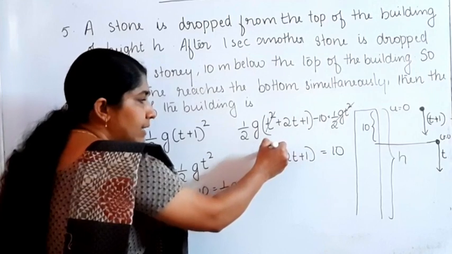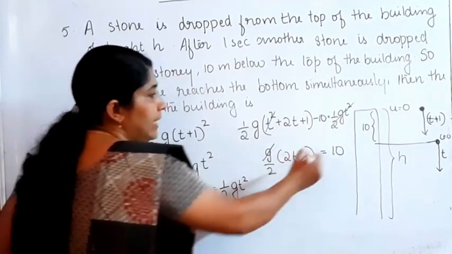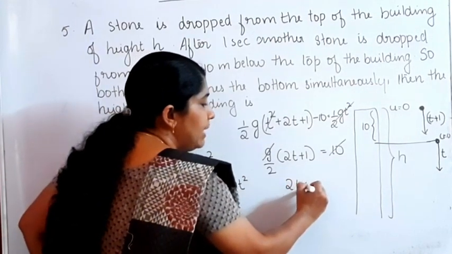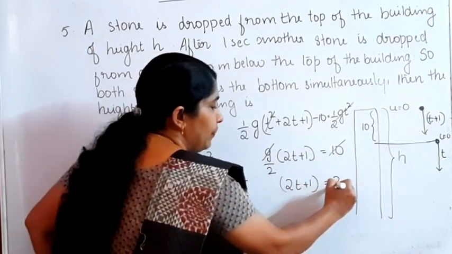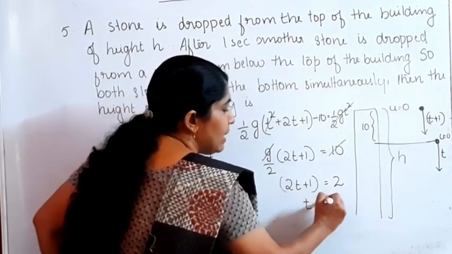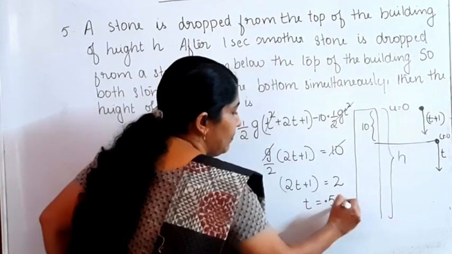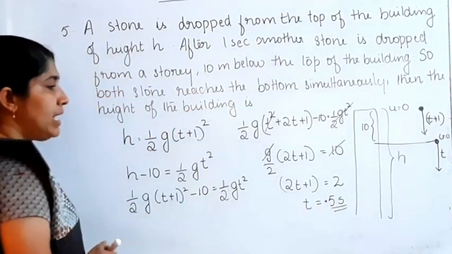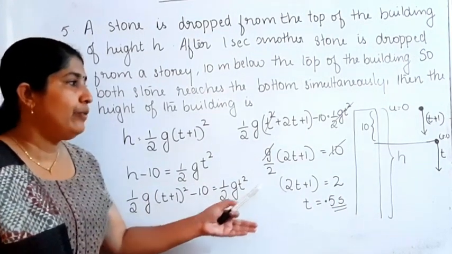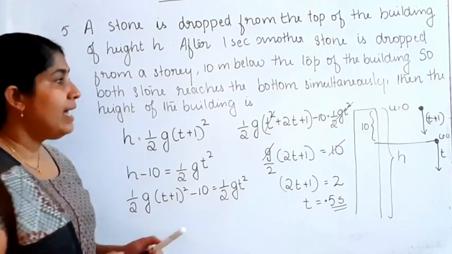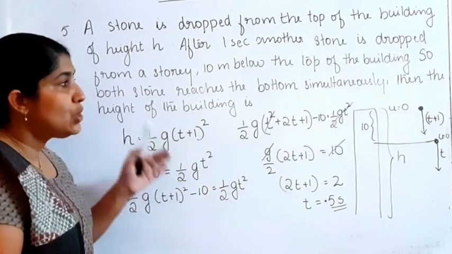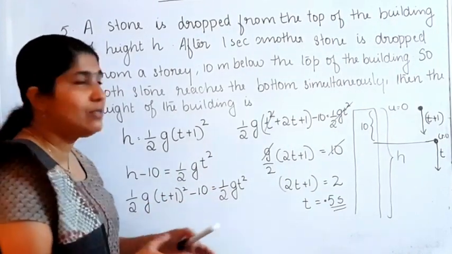Taking the value of g as 10, then 10 gets cancelled. Then 2t plus 1 is equal to 2. From this equation, t is equal to 0.5 seconds. The time taken by the second stone to reach the ground is equal to 0.5 seconds. Then what about the time taken by the first stone to reach the ground? It is equal to t plus 1.